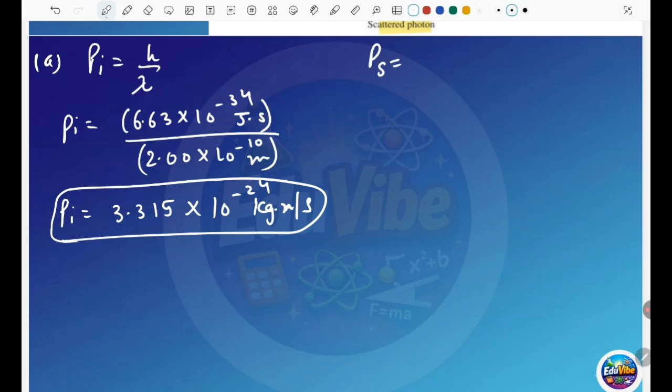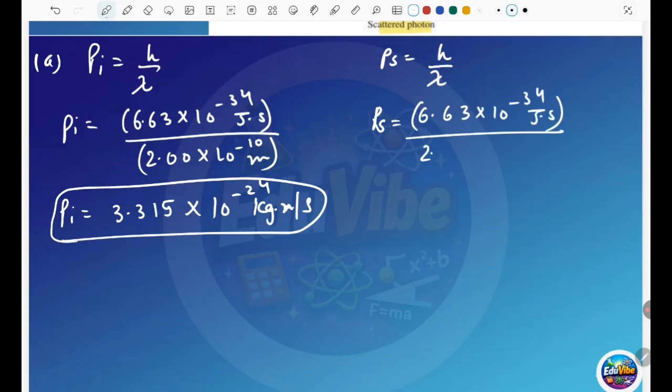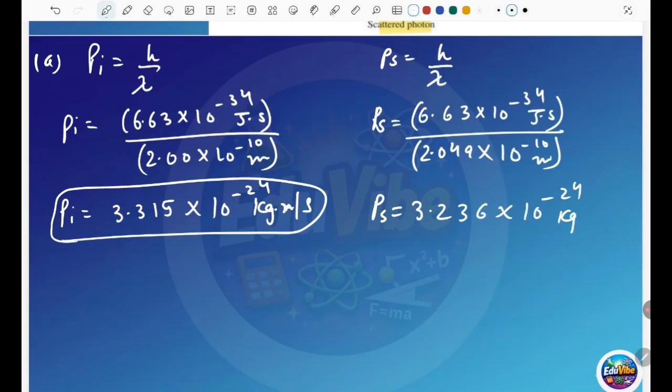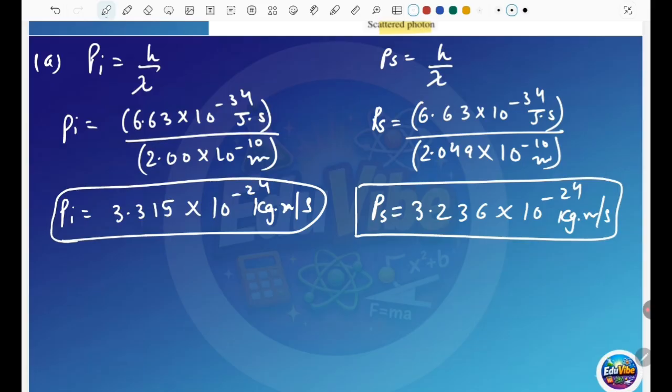For Ps, which is the scattered photon, we do h upon wavelength again. So Ps is equal to 6.63 into 10 raised to minus 34 joule seconds, multiplied by now 2.049 into 10 raised to power minus 10 meters. When you solve this, you get about 3.236 into 10 raised to power minus 24 kg meter per second. So this is your Ps. So you find both of the things, and this is the answer for A.